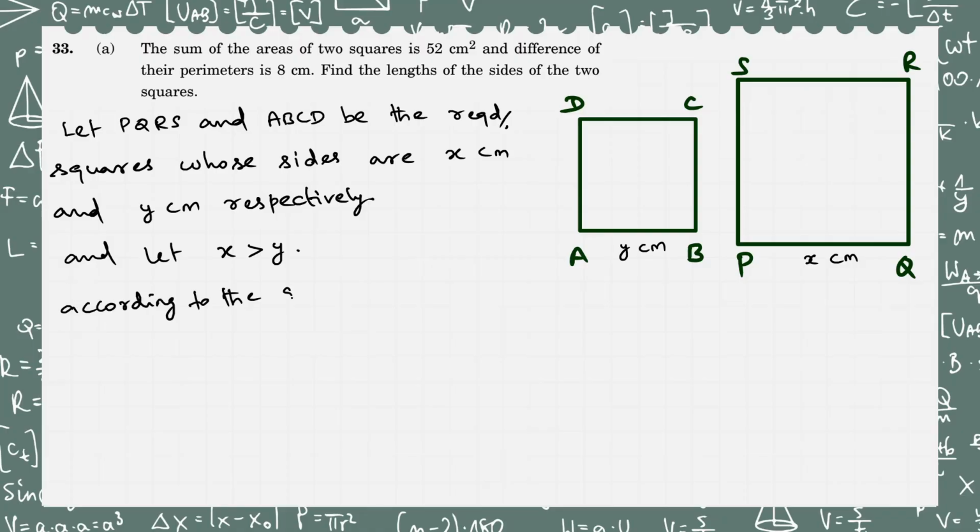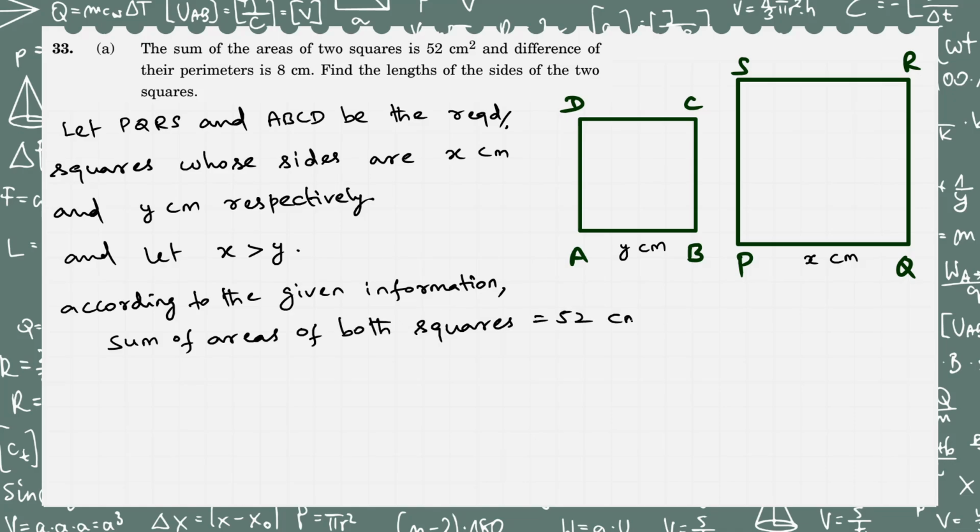According to the given information, sum of the areas of both squares equal to 52 centimeter square. That implies x square plus y square equal to 52. This is our equation number 1. Now let us apply the next idea. Difference of their perimeters, right? That we have to do.